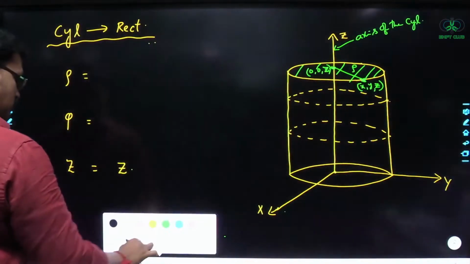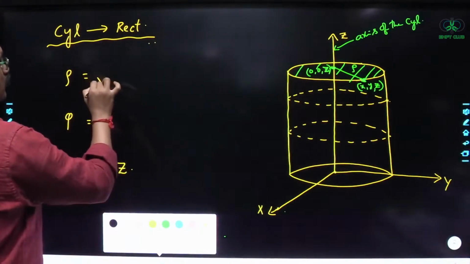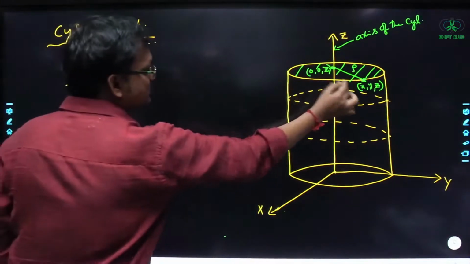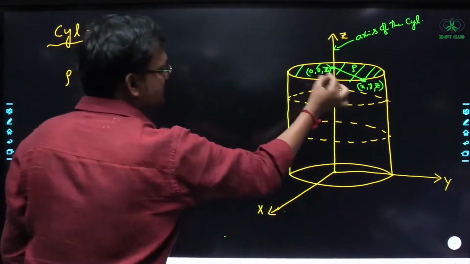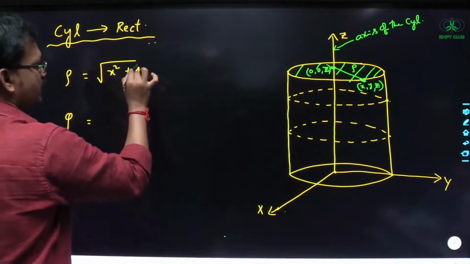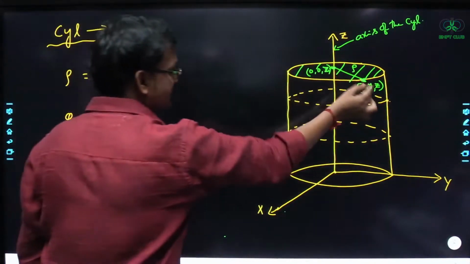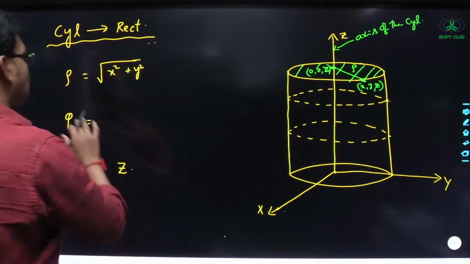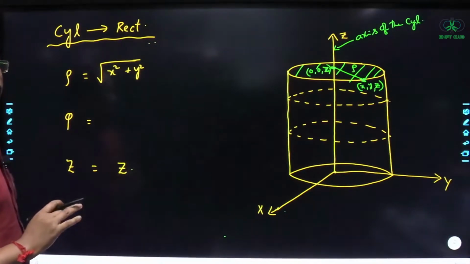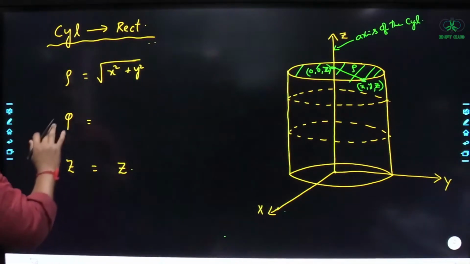So you can write rho as the square root of x minus 0 whole square, that is x square, plus y minus 0 whole square, that is y square, plus z minus z whole square, that is 0 square. So rho is equal to the square root of x square plus y square. Next, phi.